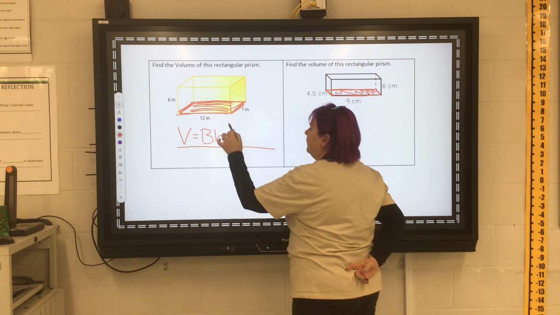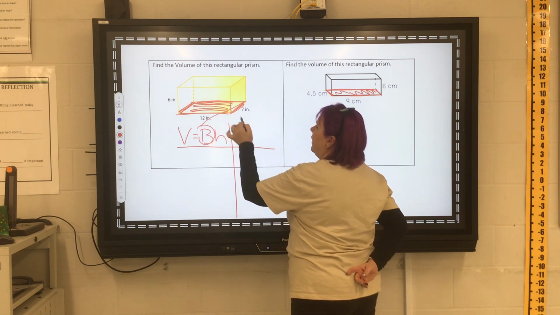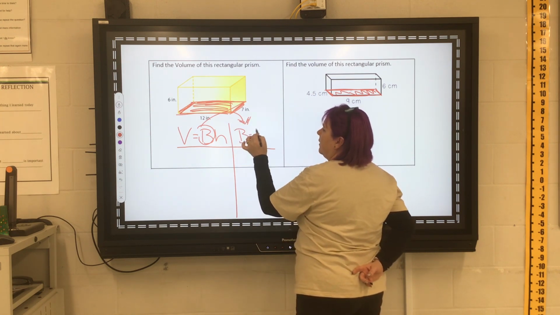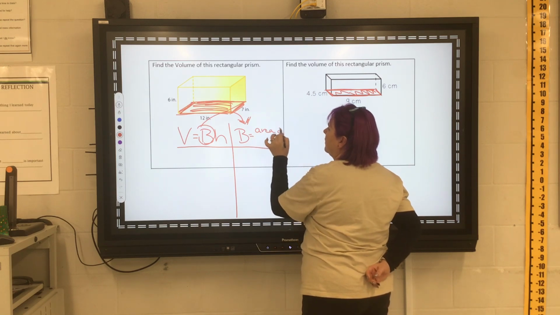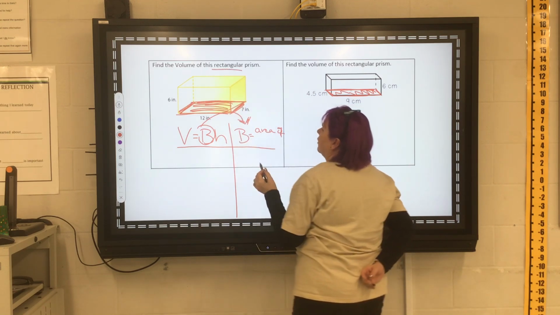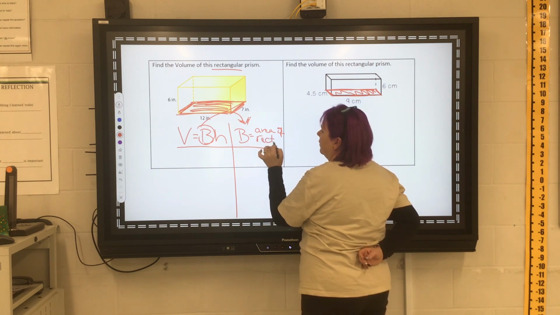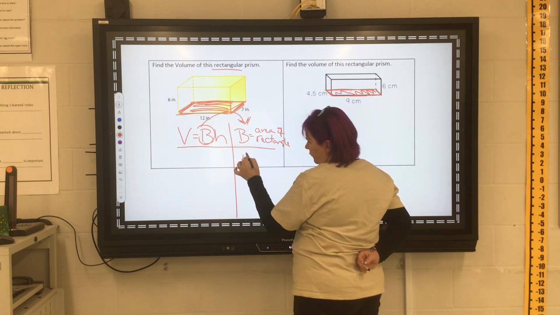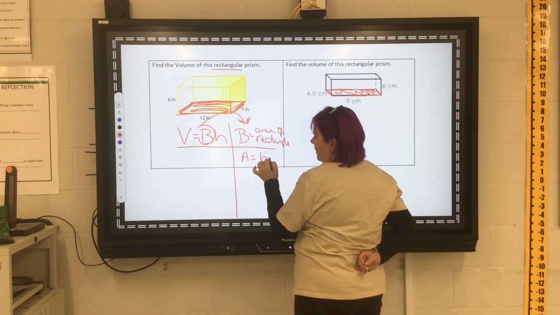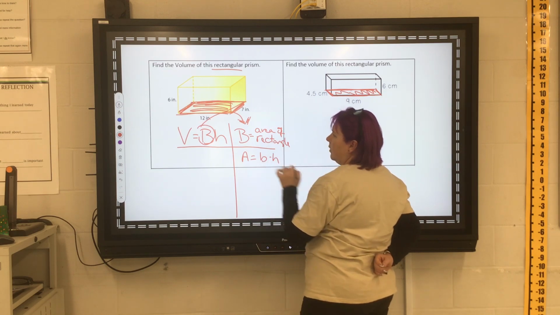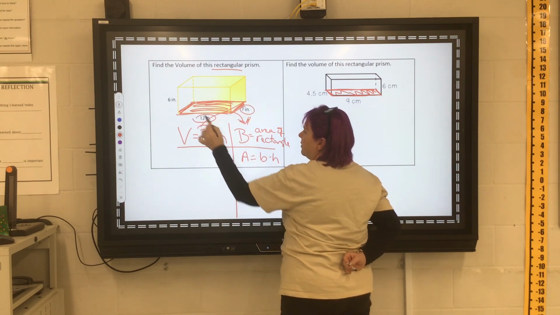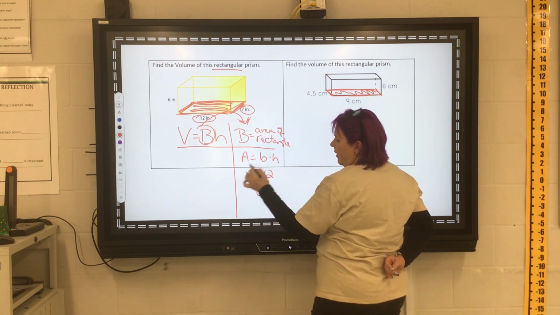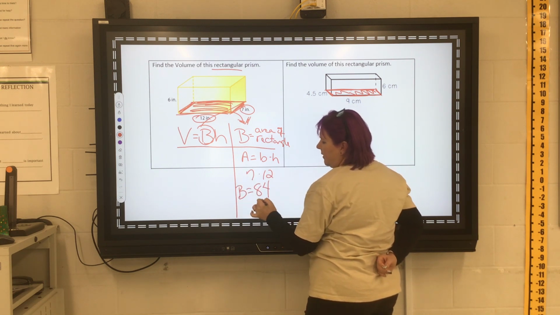So what we're going to do is we're going to take this B and pull it out. And we want to do that all by itself. B is our area of our base. And in this case, we're doing a rectangular prism, so we're going to do area of a rectangle. Our formula is A equals base times height. So once again, my two numbers, 7 times 12 is 84. So my big B is 84.